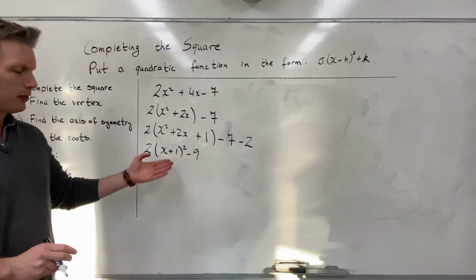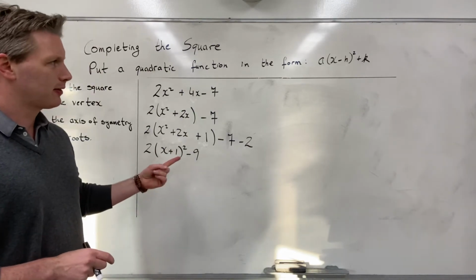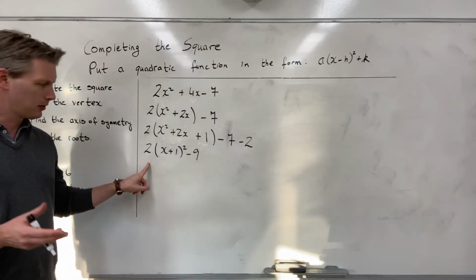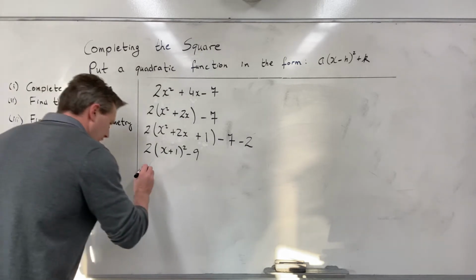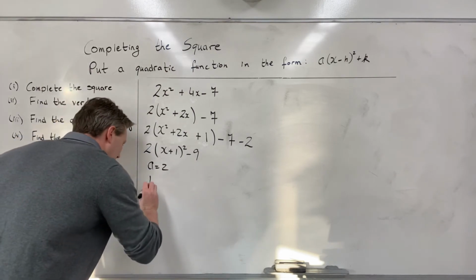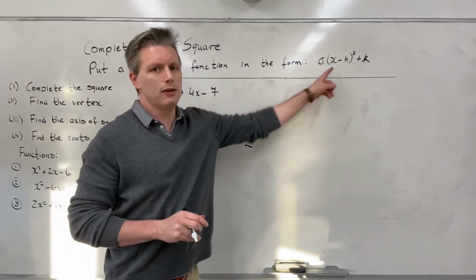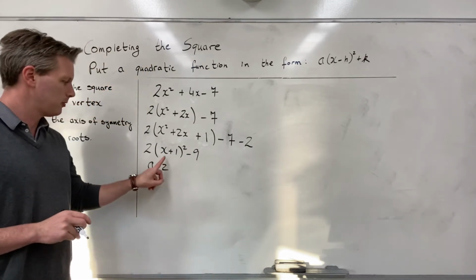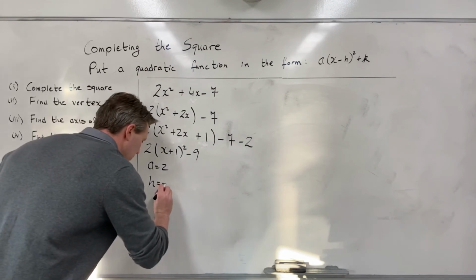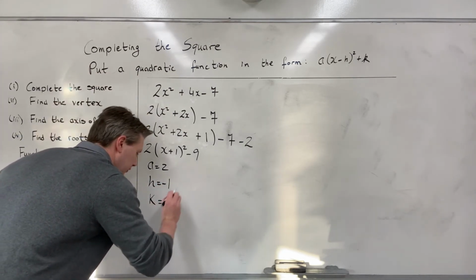And note, I have completed the square. I am now in this form. My a value this time, my leading constant here is no longer 1, it's 2. That's okay. So my a value is 2 from this formula. My h, again, it's a minus here. So if I have a plus here, this must be x minus minus 1. And so my h value is minus 1. And finally, my k value is negative 9.